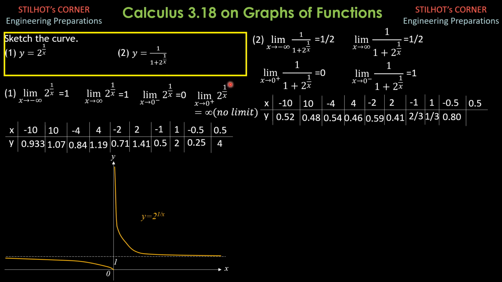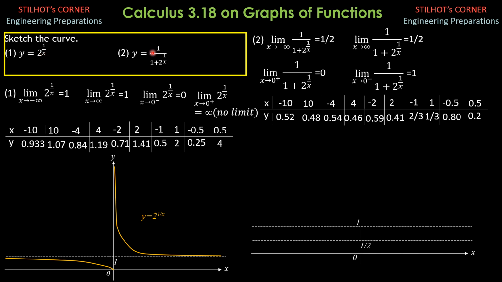So that's it for this video. I hope that you know how to sketch graphs of curves like this, considering the evaluation of limits as x approaches positive and negative infinity, and as x approaches 0 from the left or 0 from the right. And of course, you have to plot some intermediate points to sketch the graph more accurately.